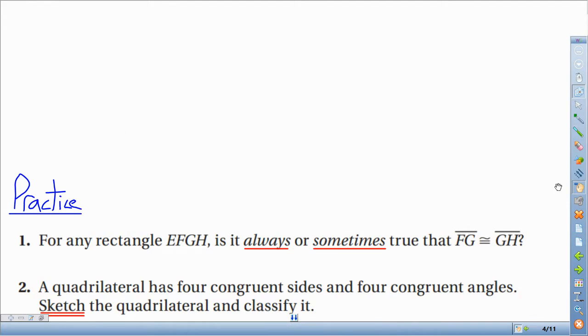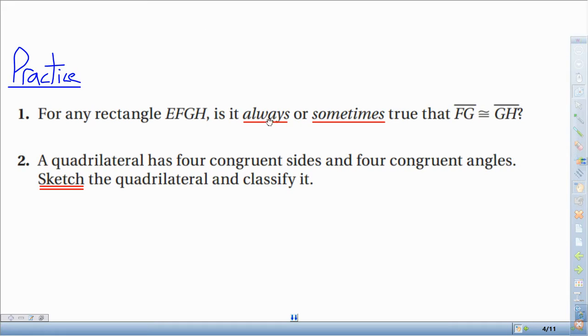Okay, so I'm gonna have you guys try out the same type of problem here, where we're wondering always or sometimes, but they're asking us in the context of a rectangle. Is segment FG congruent to GH? Go ahead, draw yourself a rectangle, show that those segments are congruent, and tell me, is that always true or sometimes true? After you do that, go ahead and try out number 2. It says a quadrilateral has 4 congruent sides, 4 congruent angles. Sketch the quadrilateral and classify it. So draw the picture of this quadrilateral and tell me what type of quadrilateral it is. Is it a rhombus? Is it a rectangle? Is it a square? Okay, so try out numbers 1 and 2.